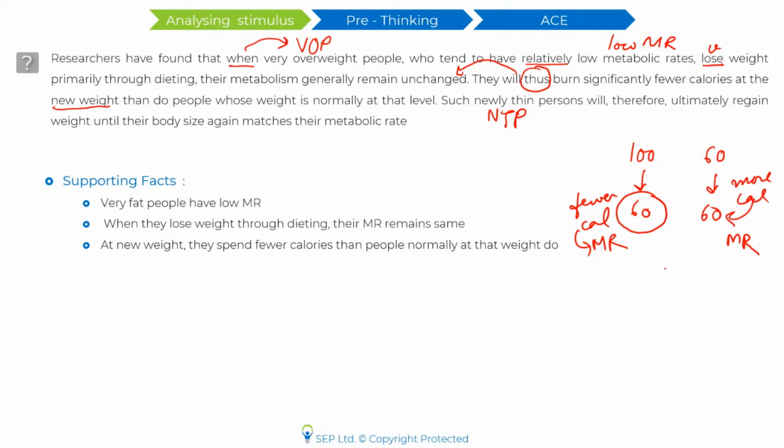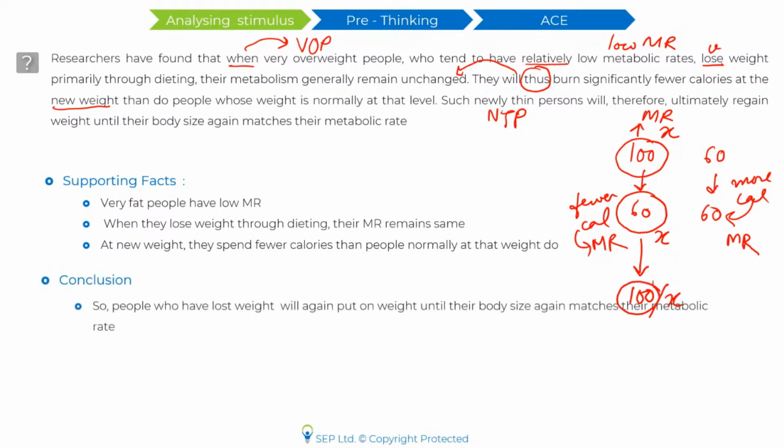What that means is, let's say at 100, their MR was, let's say, X. Now we know that at 60 also it remains X. And now the conclusion is saying they will regain weight until it again matches the body weight. So that means they will get back all the weight that they lost. That's the conclusion. So people who have lost weight will again put on weight.